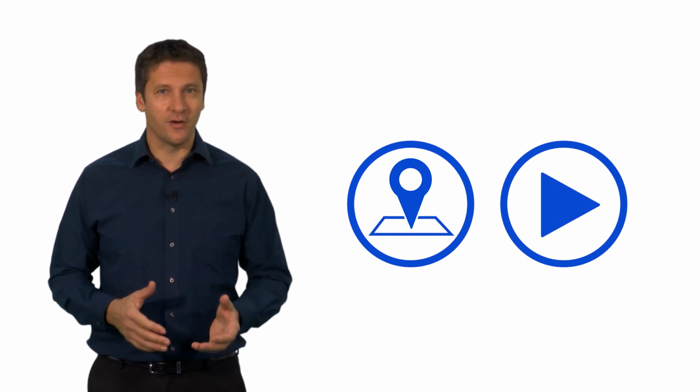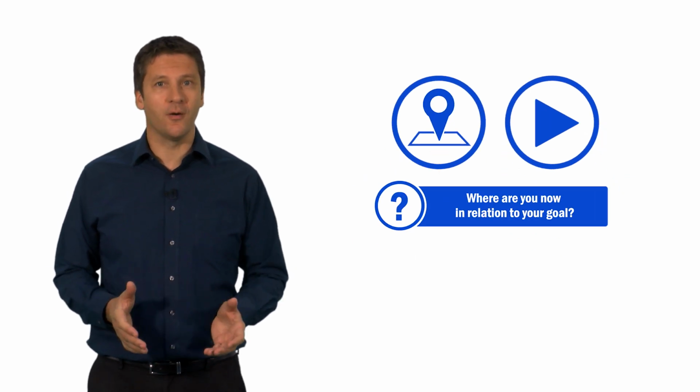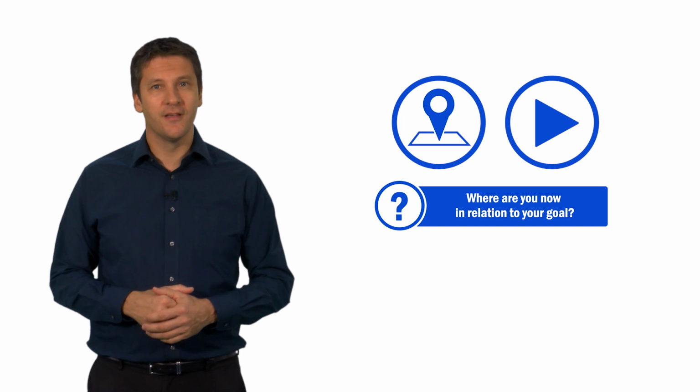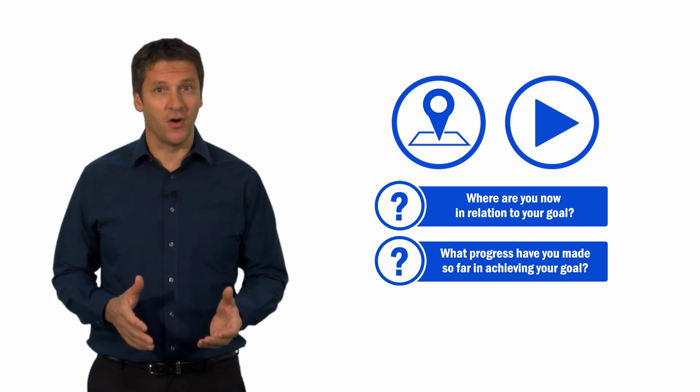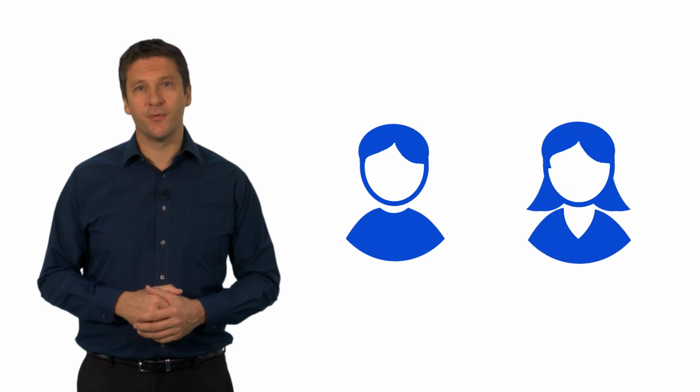When examining the current reality, the kind of questions you need to be asking are, where are you now in relation to your goal? And what progress have you made so far in achieving your goal? The O stands for options. After exploring the current reality, you have to discuss with the person you're coaching all of the options possible for them to achieve the goal that they have set.